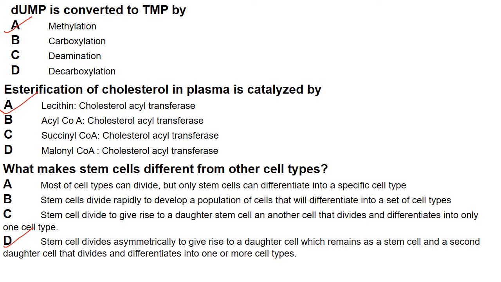What makes stem cells different from other cells? Stem cells divide asymmetrically to give rise to a daughter cell which remains as a stem cell and a second daughter cell that divides and differentiates into one or more cell types. That is how stem cells differ from other cell types.